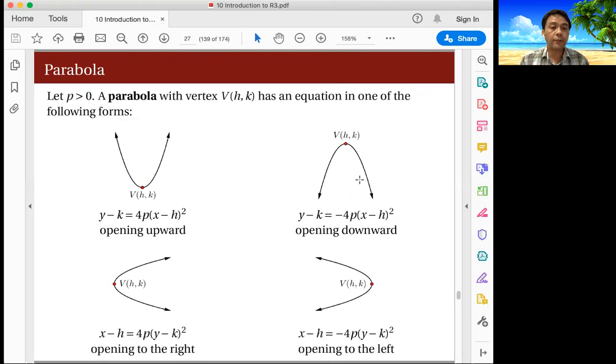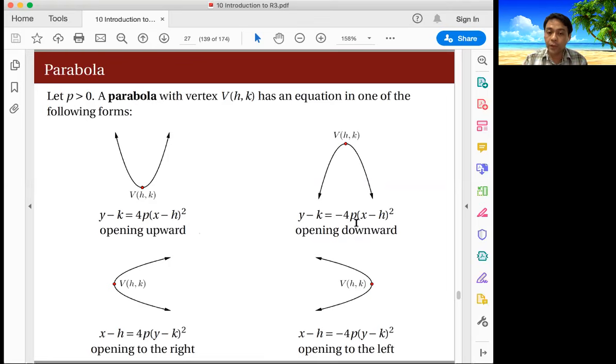Suppose that p is greater than 0. A parabola whose vertex is at (h, k) has an equation in one of the following forms. The forms will depend on the orientation of the parabola. If the parabola is opening upward, then the equation is y minus k equals 4p times quantity x minus h squared. If the parabola is opening downward, then the coefficient 4p is multiplied by a negative.